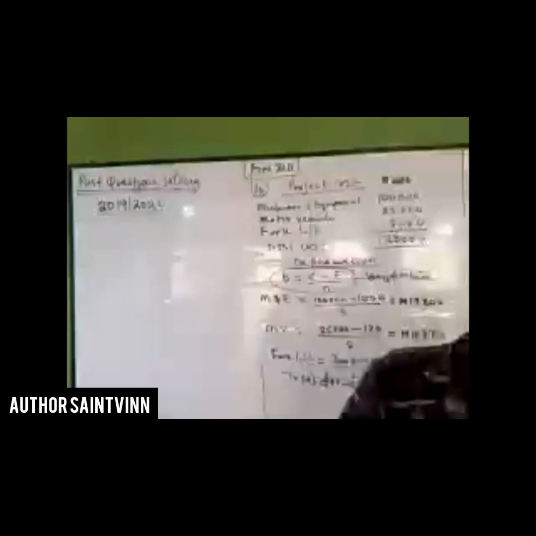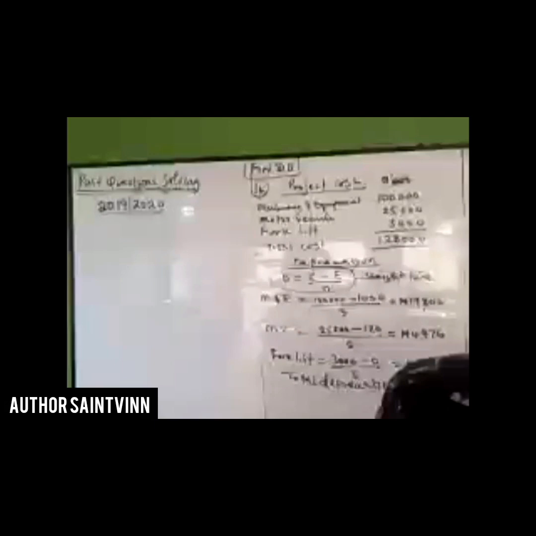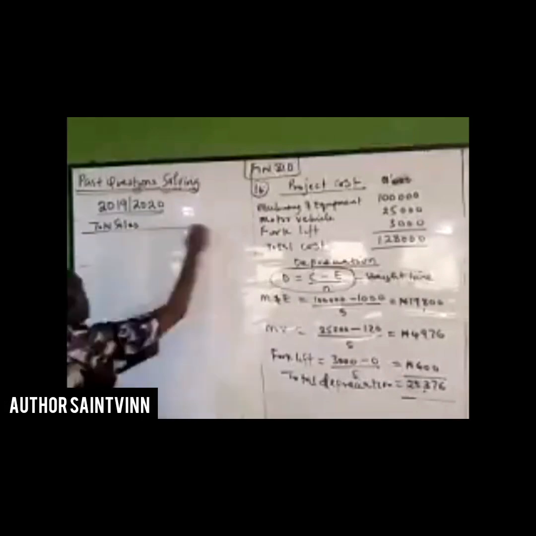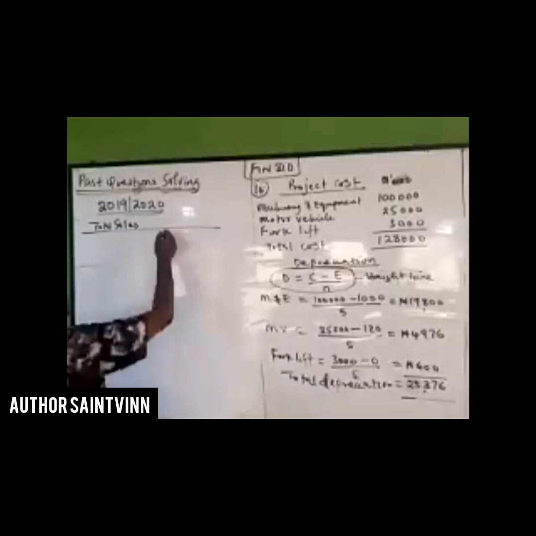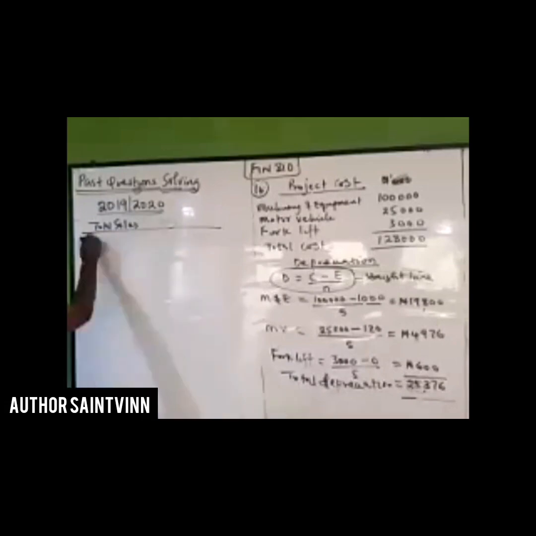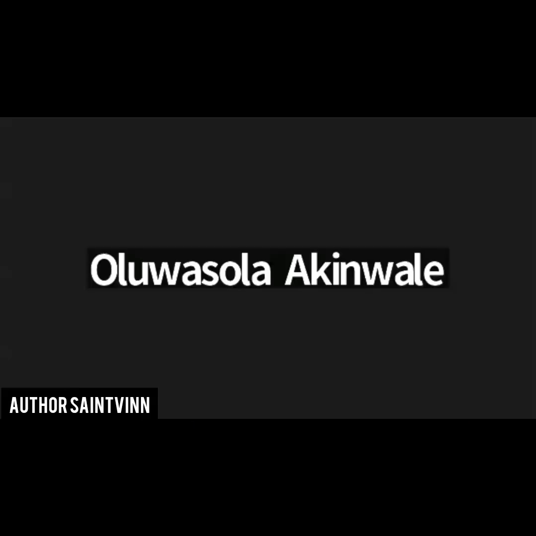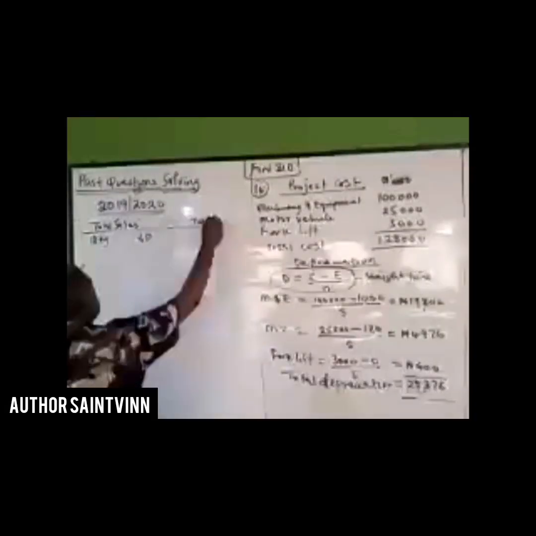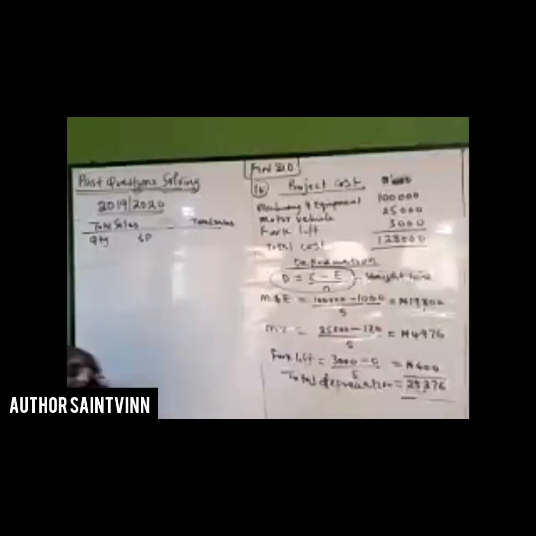Without wasting much time, the question says the project sales volume has been estimated to be 2 million units in year one. Let's start. We want to know the sales. Total sales here will be what? Quantity, and this is selling price, and this is total sales. That's what we are getting.